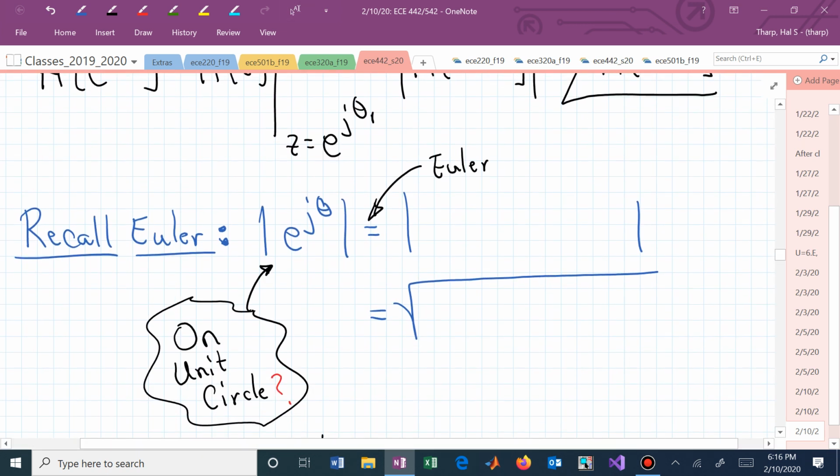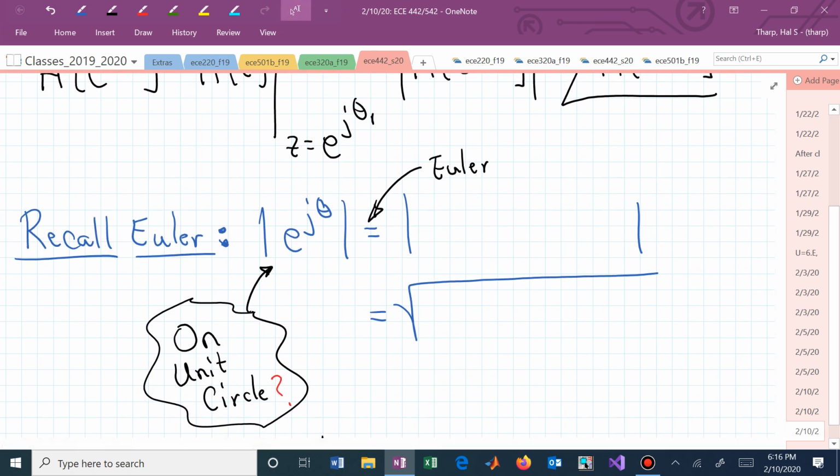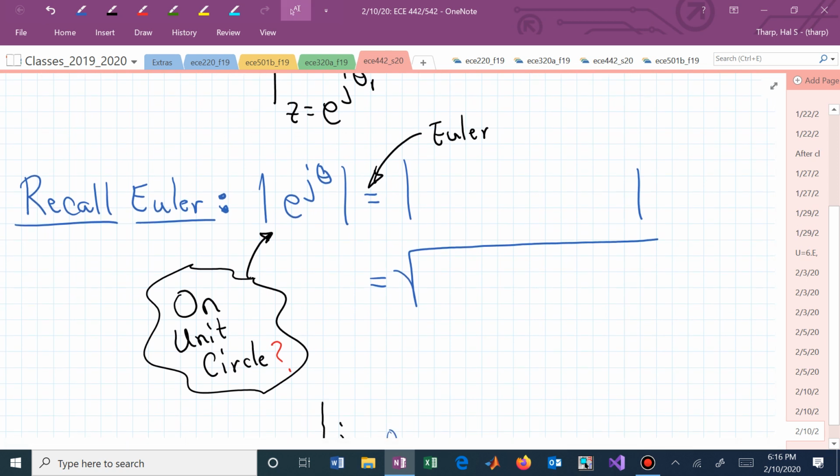What does Euler tell us about the magnitude of e to the j theta? Is it on the unit circle? What's e to the j theta written in rectangular form? Or Euler. That's cosine theta plus j sine theta. We now have cosine theta plus j sine theta. That's from our friend Euler.